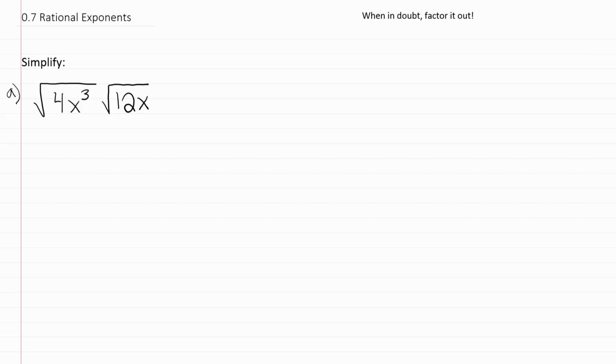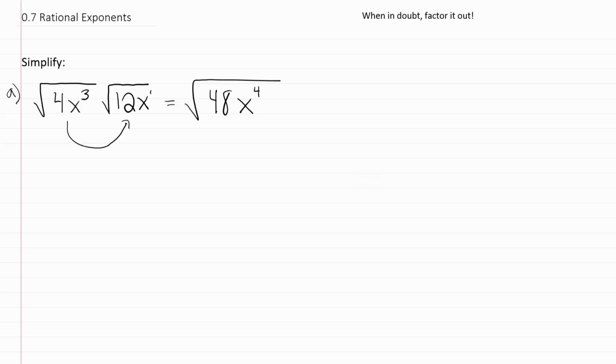Now, in example A, we only have coefficients of 1, so that's not too bad. We just multiply the insides. So I'll have 4 times 12, which of course will give you 48. And then I have x cubed times x to the 1 power. When you multiply two terms with the same base, you keep that base and you add the exponents. So 3 plus 1 will give you 4. All of that is under the square root, so from here, we have to simplify that.